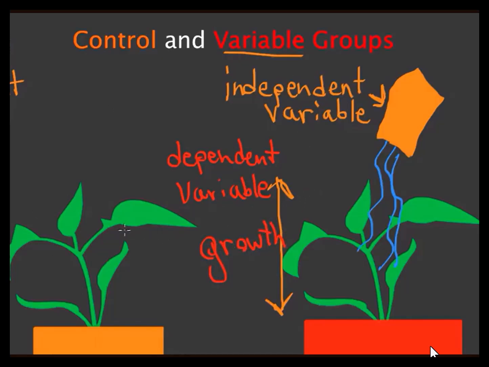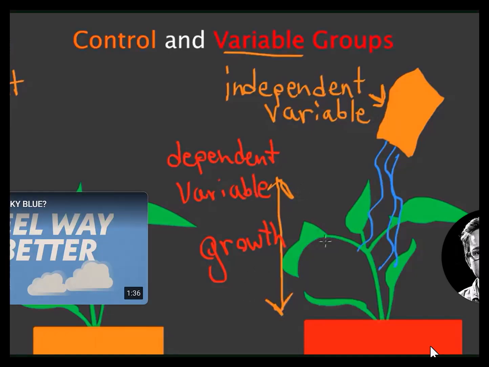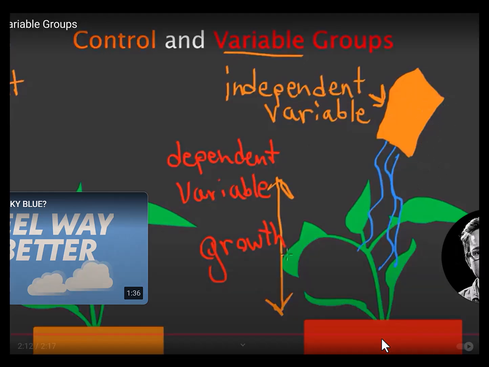We have a control group where nothing has changed, a variable group where we're only changing one thing, the energy drink. The energy drink itself is called the independent variable because the independent variable is something that the scientist is controlling. And the dependent variable, how much the plant grows, is called the dependent variable because it depends on the independent variable, or the energy drink.